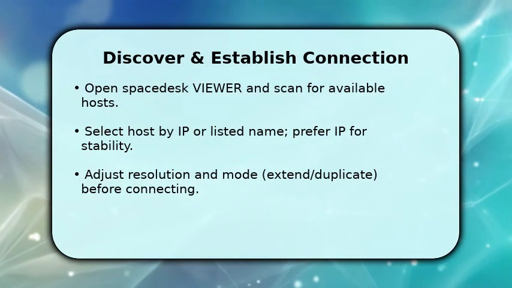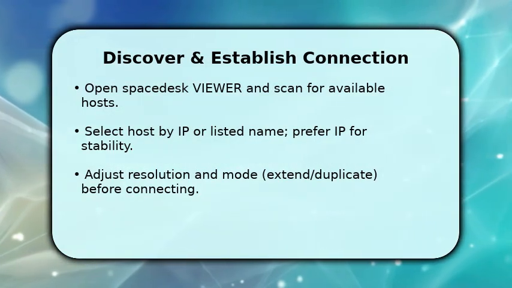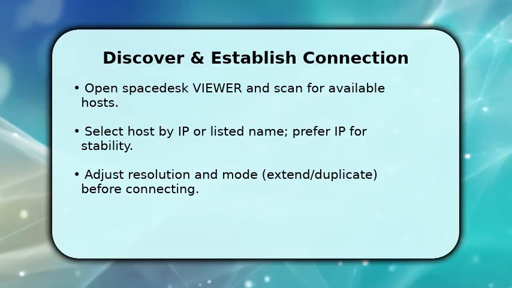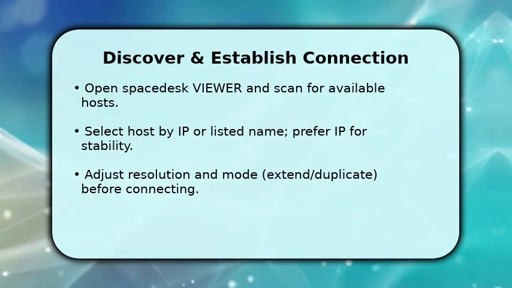Next, discover and connect. In the Spacedesk Viewer tap scan to locate the running host, you'll see a name and IP address. Choose the IP for a stable link, then press connect.